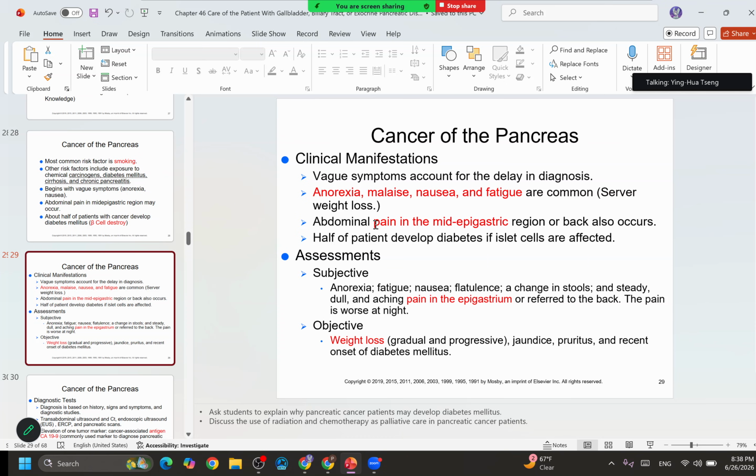So for pancreas cancer, where is the pain? The typical pain is in the middle area of the abdomen, the mid epigastric area. That means the middle of your abdominal area, your stomach area. Pain is there. So that's why they may not have pain on the right shoulder. Don't circle the right shoulder from the beginning, okay? So subjective, again: nausea, vomiting, and pain in the middle of the abdominal area. Also maybe referred to the back, and severe weight loss, of course.